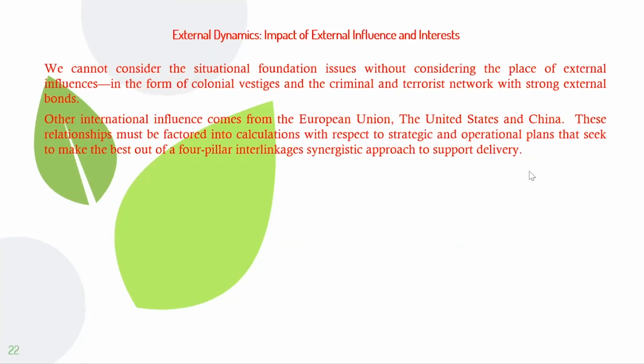We cannot consider the situational foundation issues without considering the place of external influences in the form of colonial vestiges and the criminal and terrorist networks with strong external bonds. Other international influence comes from the European Union, the United States, and China. These relationships must be factored into calculations with respect to strategic and operational plans best out of a four-pillar interlinkages synergistic approach to support delivery.